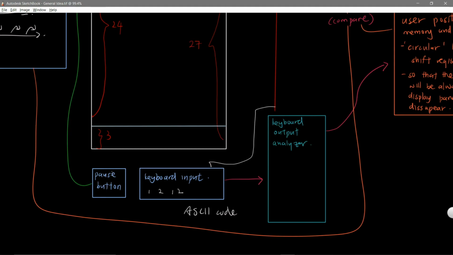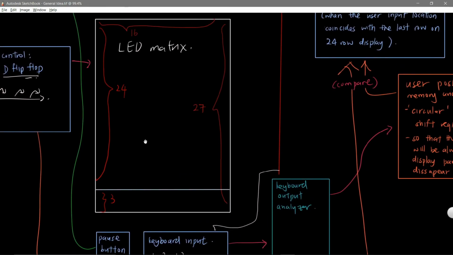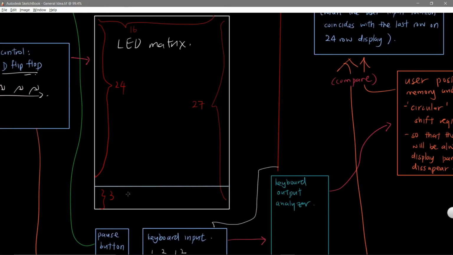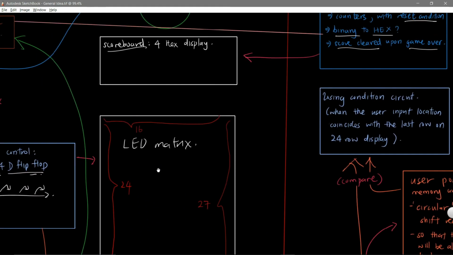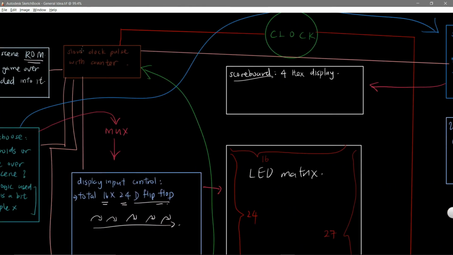And then you have a pause button. This pause button pauses the movement of the asteroids and also your spaceship. So what it does is that it actually controls the clock here.